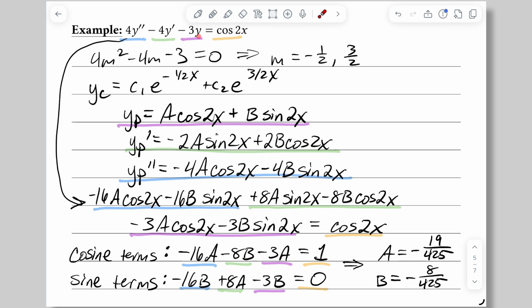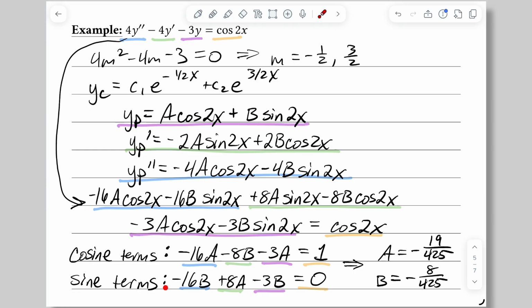Negative 3y gives us coefficients negative 3a on cosine 2x and negative 3b on sine 2x. And the right-hand side, of course, was the cosine of 2x. That's how we got into this mess. For this equation now, equating the cosine terms gives us negative 16a minus 8b minus 3a, and on the right-hand side, the cosine term has a coefficient of 1. So that equation, negative 16a minus 8b minus 3a, is equal to 1.